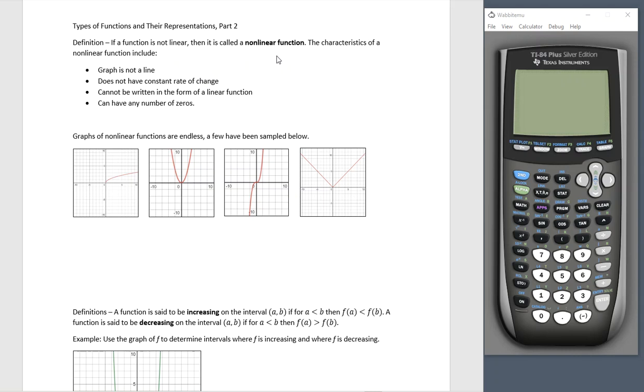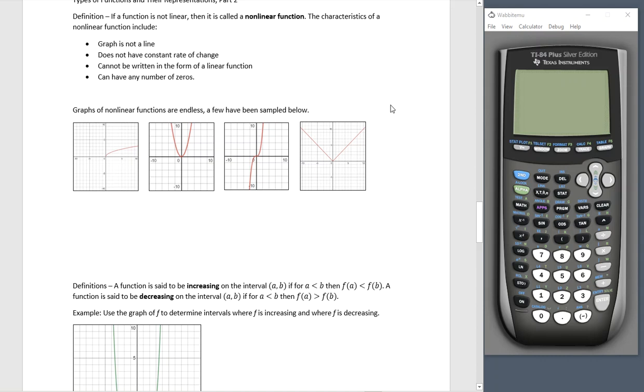Characteristics of a nonlinear function include: the graph is not a line, and anytime a mathematician says line, it's a straight line. It does not have a constant rate of change, cannot be written in the form of a linear function, and can have any number of zeros. We have no idea how many zeros some of these functions could have. Graphs of nonlinear functions are endless. Some of the more important, more major ones are listed below.